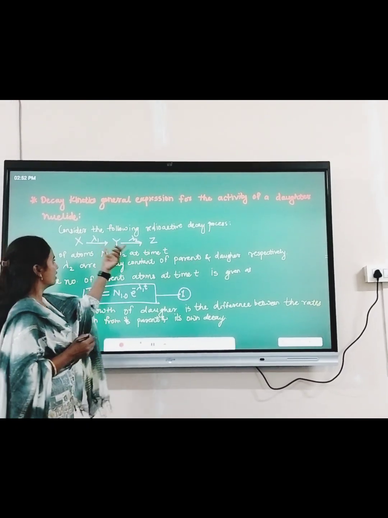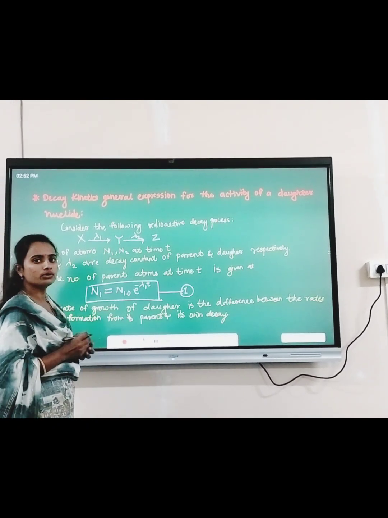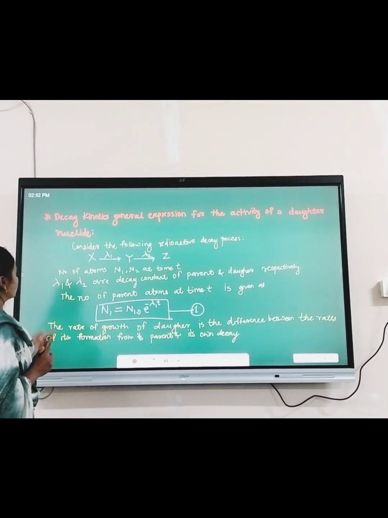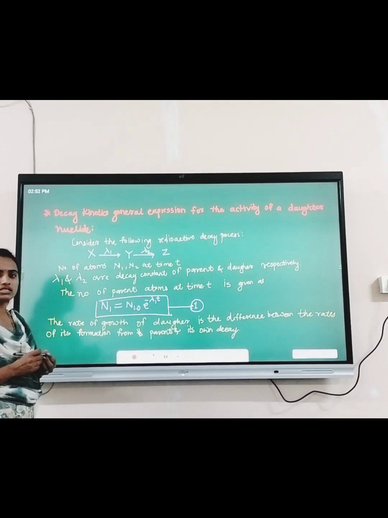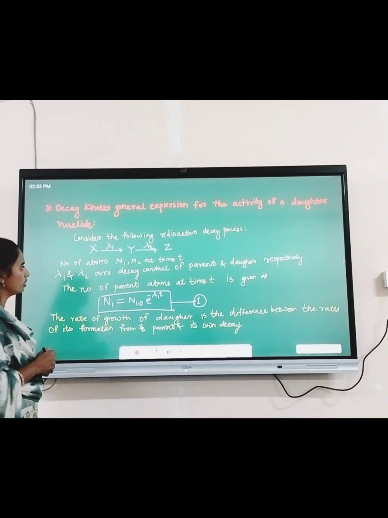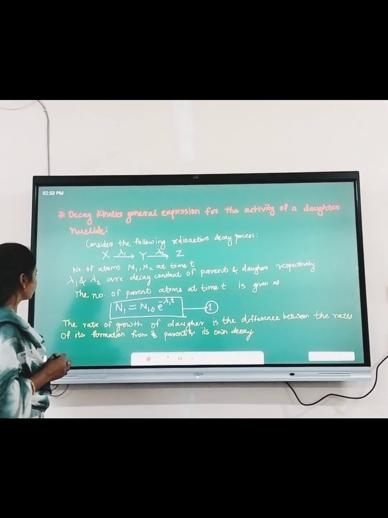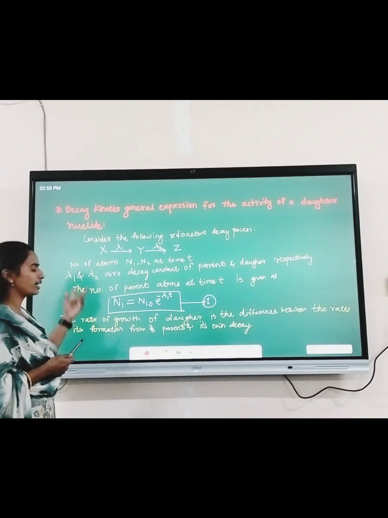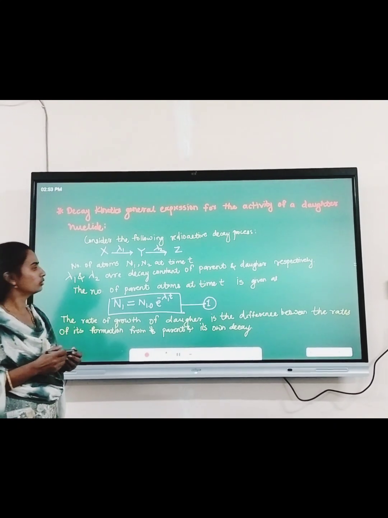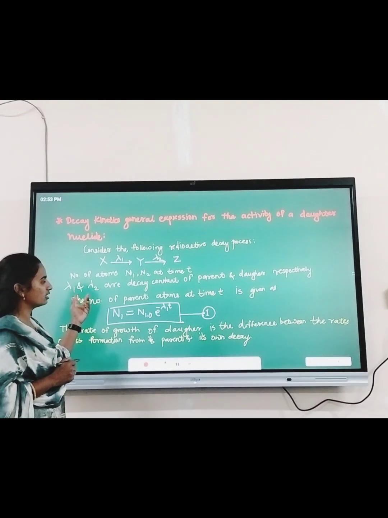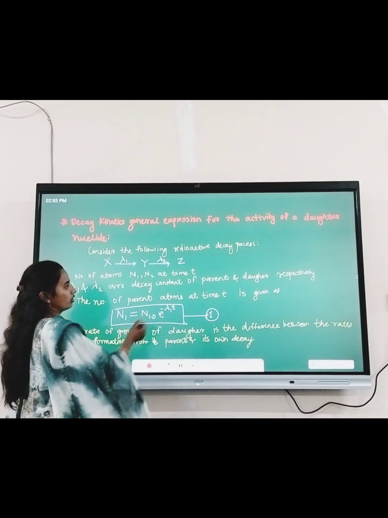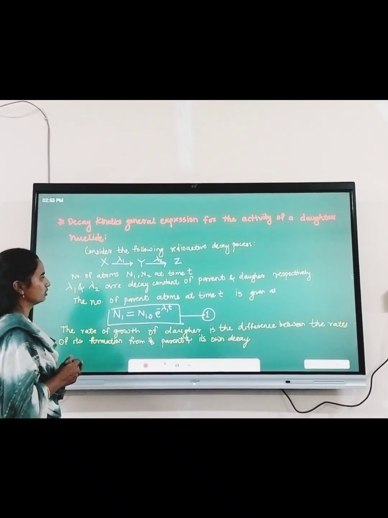Lambda 1 and lambda 2 are the intermediate between them. The number of atoms here we consider as capital N1 and capital N2 at time t. Lambda 1 and lambda 2, we know that both are the decay constants, also known as disintegration constants, of parent and daughter respectively.